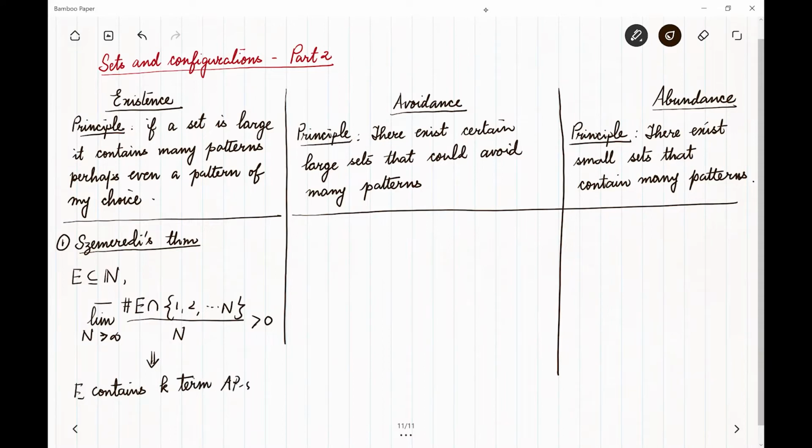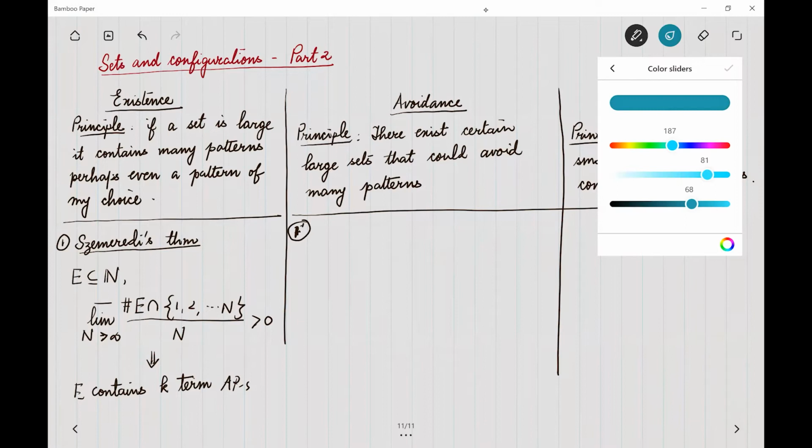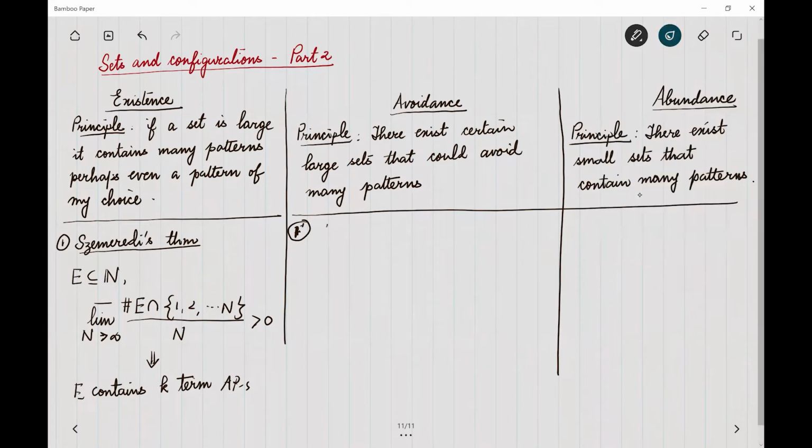Okay. Now let's compare this with what happens when this condition fails. And this is a quintessential avoidance statement. This goes back to the work of Behrend and Salem and Spencer, Salem and Spencer, and also Behrend, from the 1940s and 1950s.